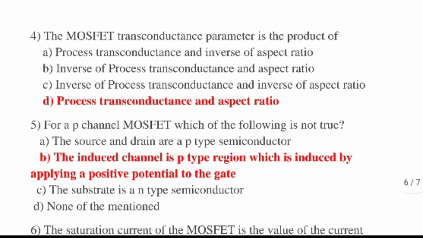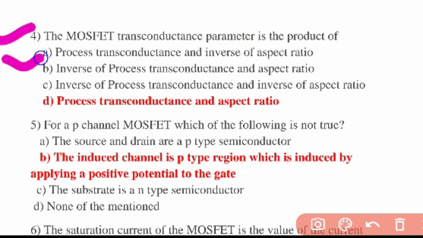Question number 4. The MOSFET transconductance parameter is the product of option A, process transconductance and inverse of aspect ratio, option B, inverse of process transconductance and aspect ratio, option C, inverse of process transconductance and inverse of aspect ratio, option D, process transconductance and aspect ratio. Then the answer is process transconductance and aspect ratio.